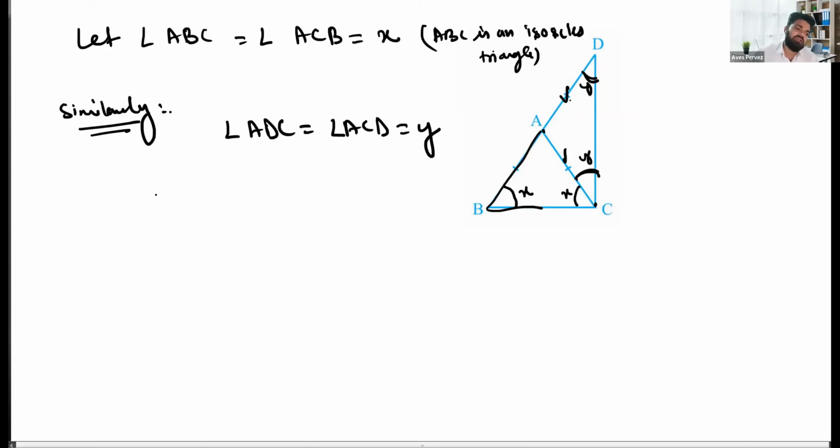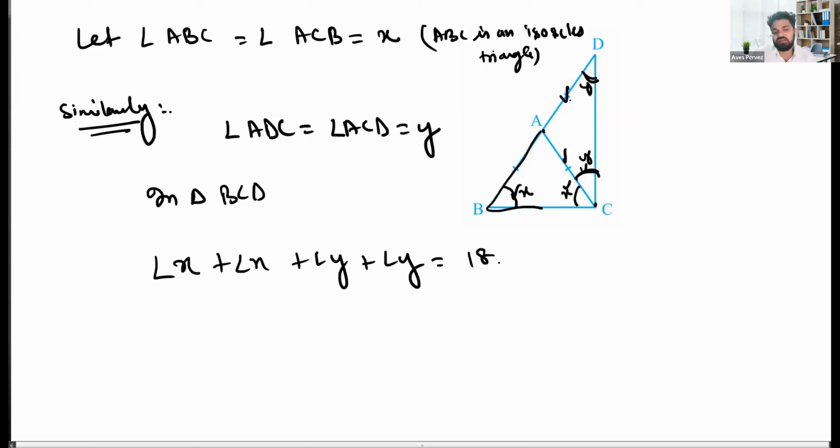This is very simple. Rima, what is the sum of all the angles of a triangle? 180. So you will take, in triangle BCD, angle x, this angle, plus angle y, this angle, plus this angle, will be equal to 180 degrees.